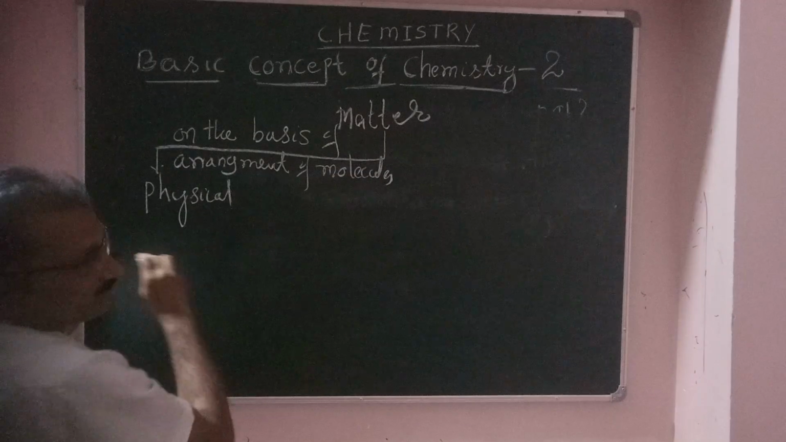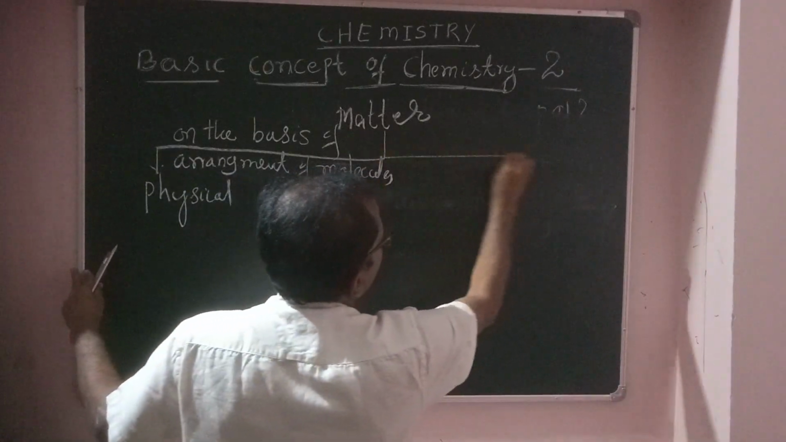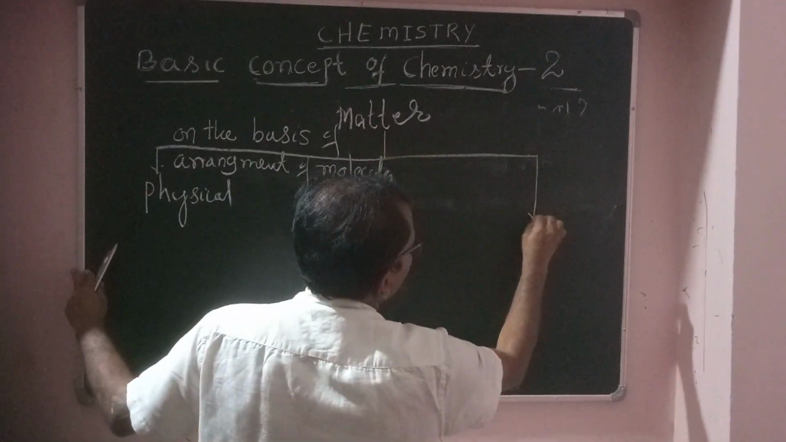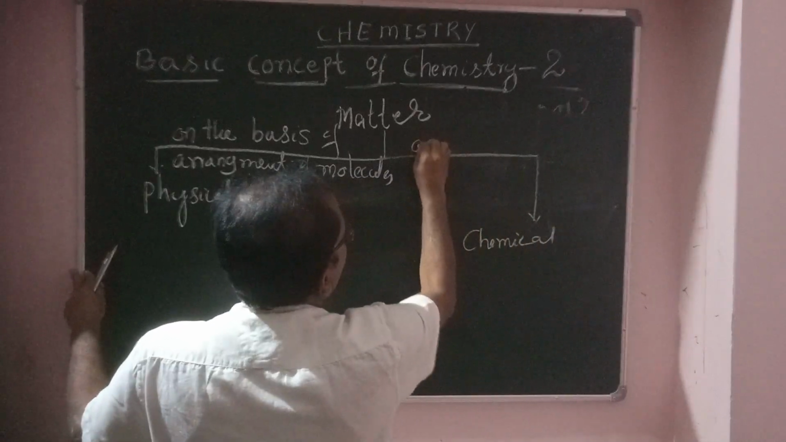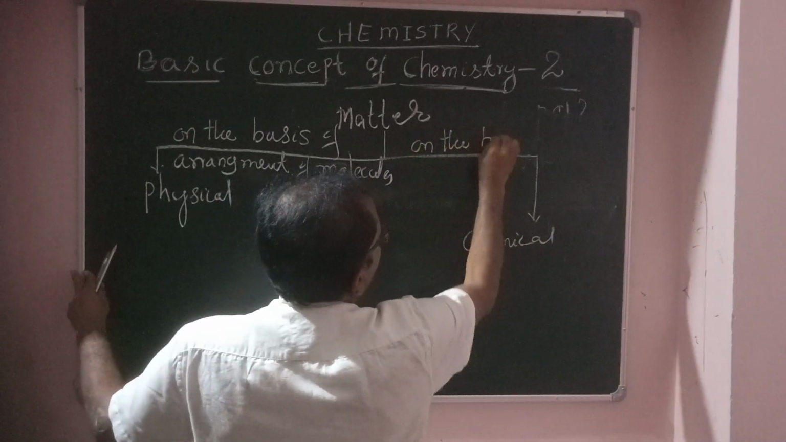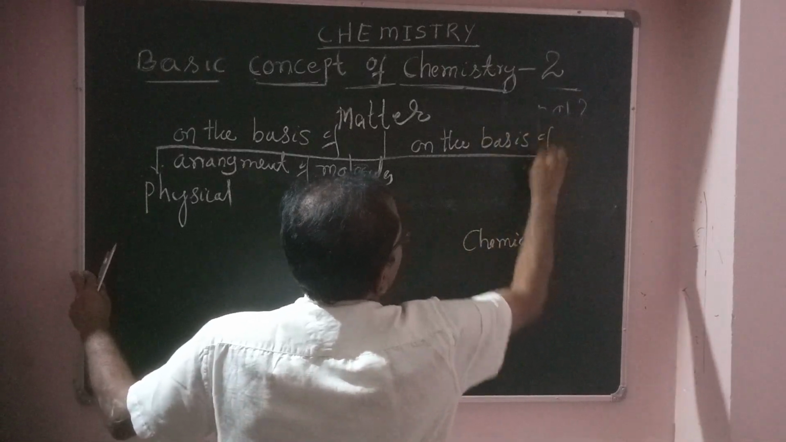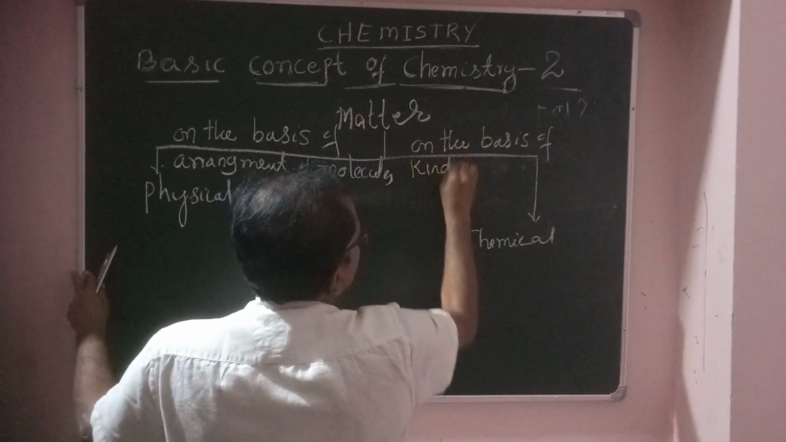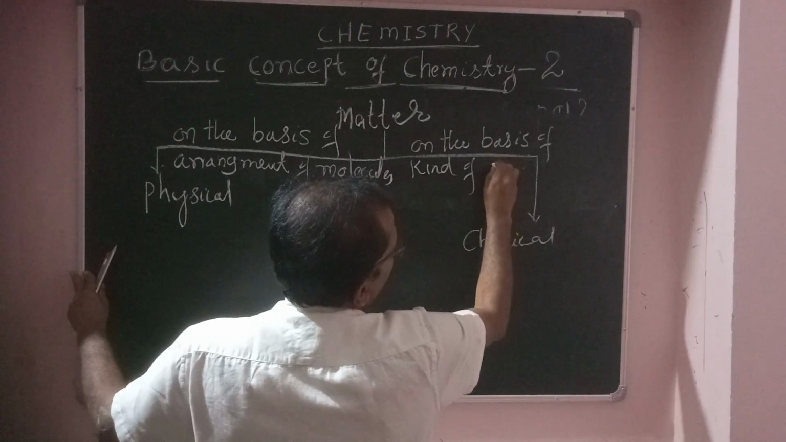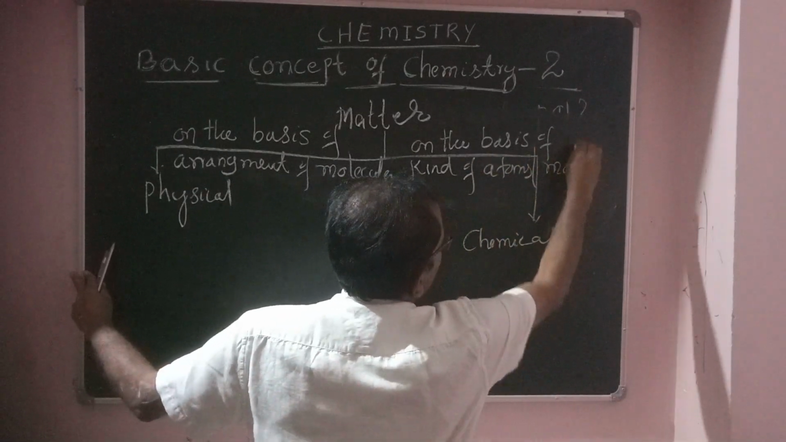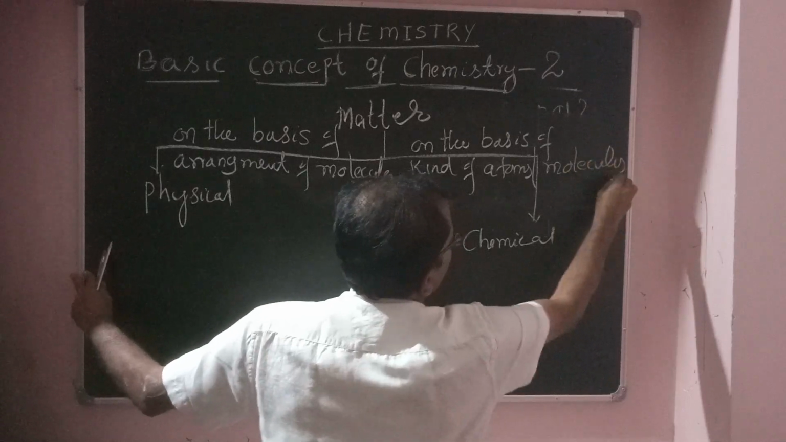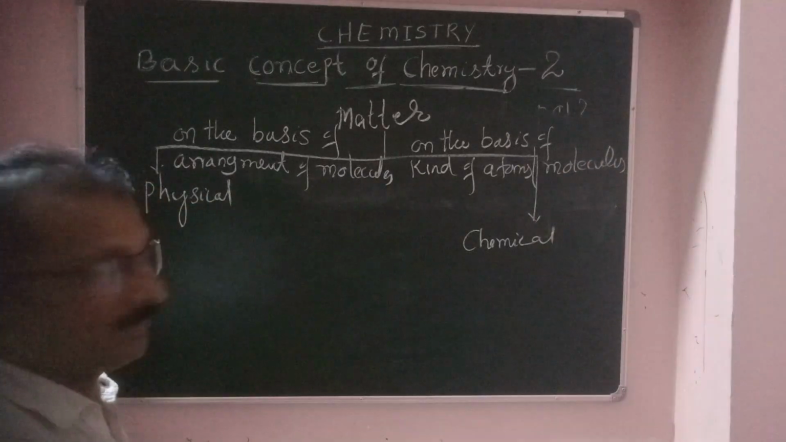They are classified as physical classification. And chemical classification is on the basis of the kind of atoms or molecules present in a material of matter.